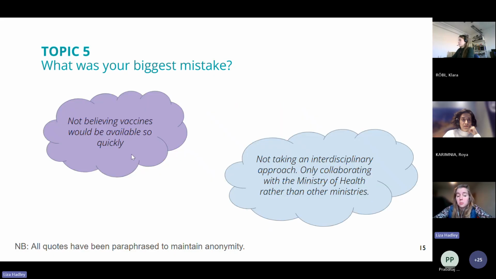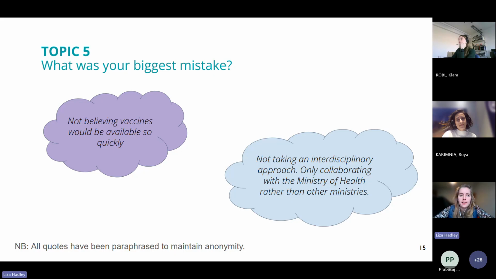One interviewee said not believing vaccines would be available so quickly. Quite a few said not taking an interdisciplinary approach. So a lot of countries were collaborating with the Ministry of Health, Department of Health, but there was no opportunity to collaborate more broadly. So I think it's interesting to see those individual voices.